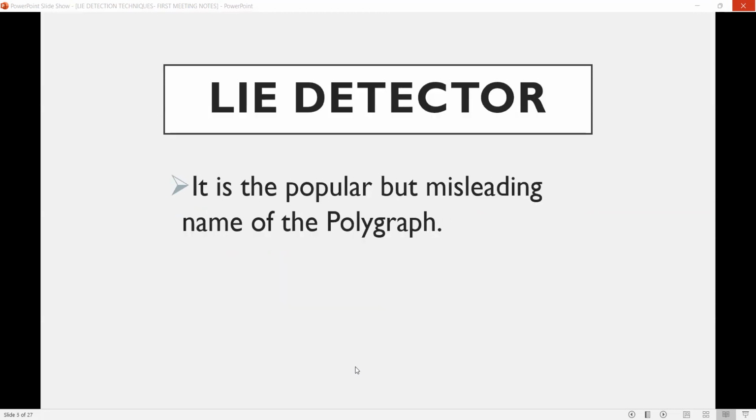Now, what is a lie detector? It is the popular but misleading name of the polygraph machine or polygraph instrument. It is a misnomer. Lie detector or lie detection is considered a misnomer. It is a wrong or inaccurate use of a name or term. So the proper term should be polygraph.